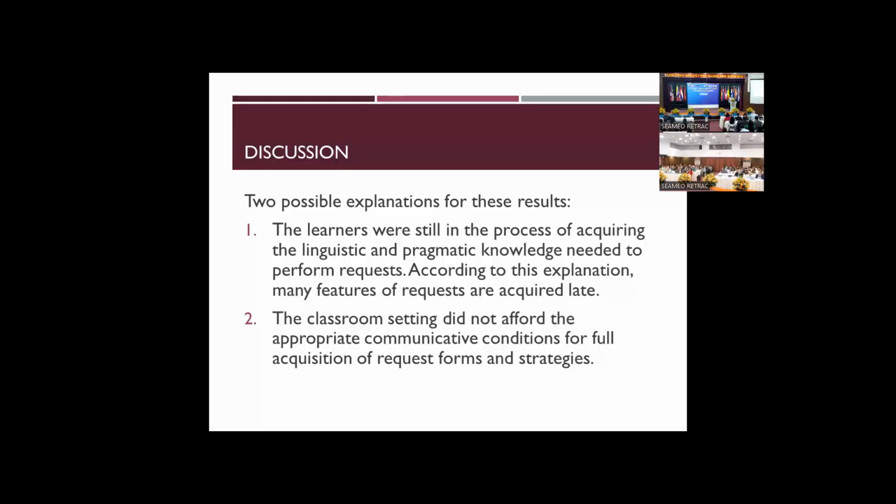So one conclusion would be, it takes you longer than 2 years to really develop pragmatically polite ways of doing requests. You tend to rely on very simple, direct ways. So according to that explanation, the ability to perform requests in a pragmatically appropriate way is a very slow, gradual process. And remember, this is in an ESL situation in London. What would it be like in Vietnam if you were looking at what was happening in Vietnam?